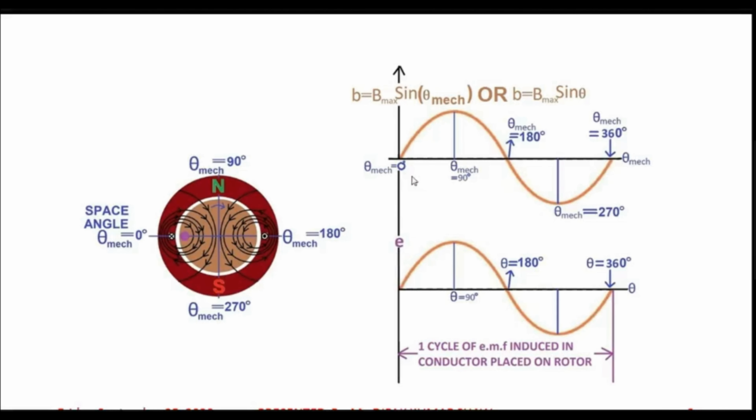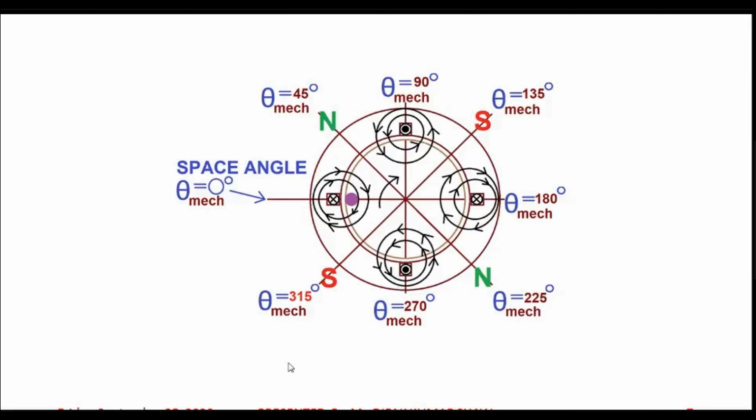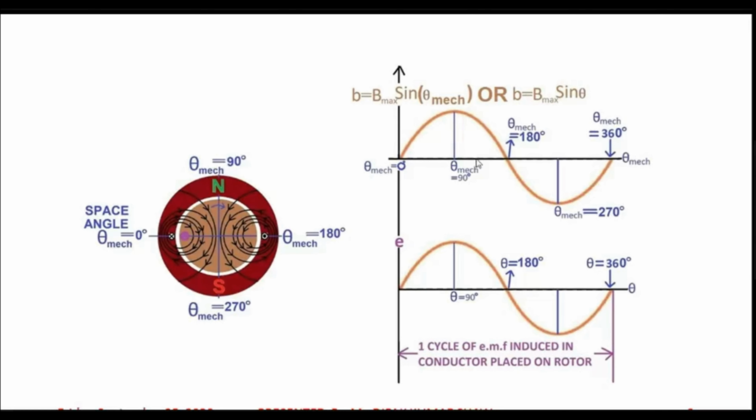That means the waveform for B, magnetic flux density, and the waveform for induced EMF E in the conductor would be exactly the same replica of each other, because L and V are constant and B is the thing on which induced EMF is going to depend, because E is given by BLV.